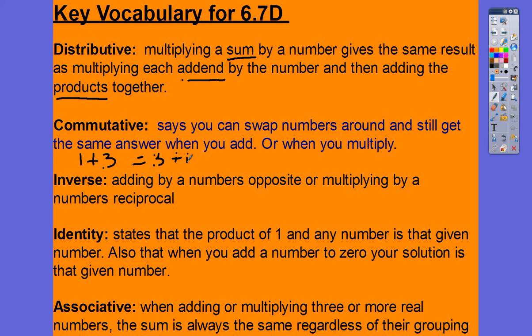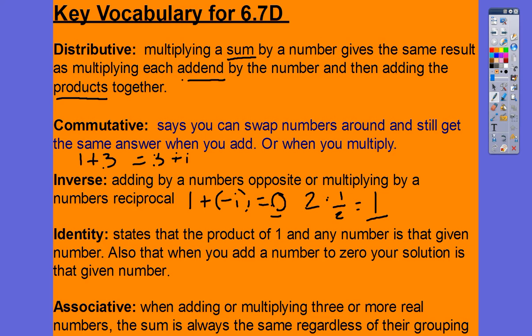All right, then we have the inverse. Adding by a number's opposite or multiplying by a number's reciprocal. Okay, so adding by a number's opposite. So 1 plus negative 1, and you get 0. Or multiplying a number by its reciprocal. So if I wanted to say 2 times its reciprocal would be flipped, so 1/2, that's just going to give me 1. So the additive inverse is always going to equal 0. The multiplicative inverse is always going to equal 1.